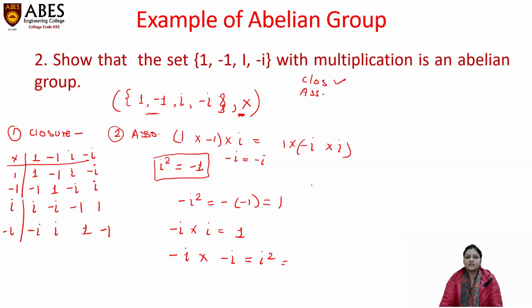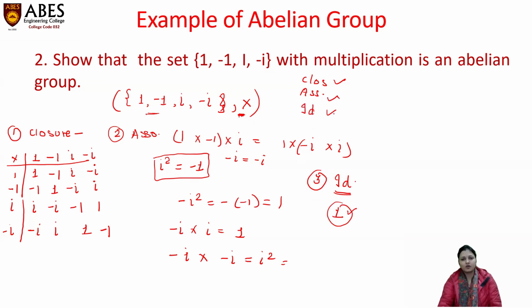The third property is the existence of an identity element, and we know that in the case of multiplication the identity element is always 1. Here we can see that 1 belongs to this particular set, so our identity element exists, hence the third property is also satisfied. The fourth property is the inverse of each element.